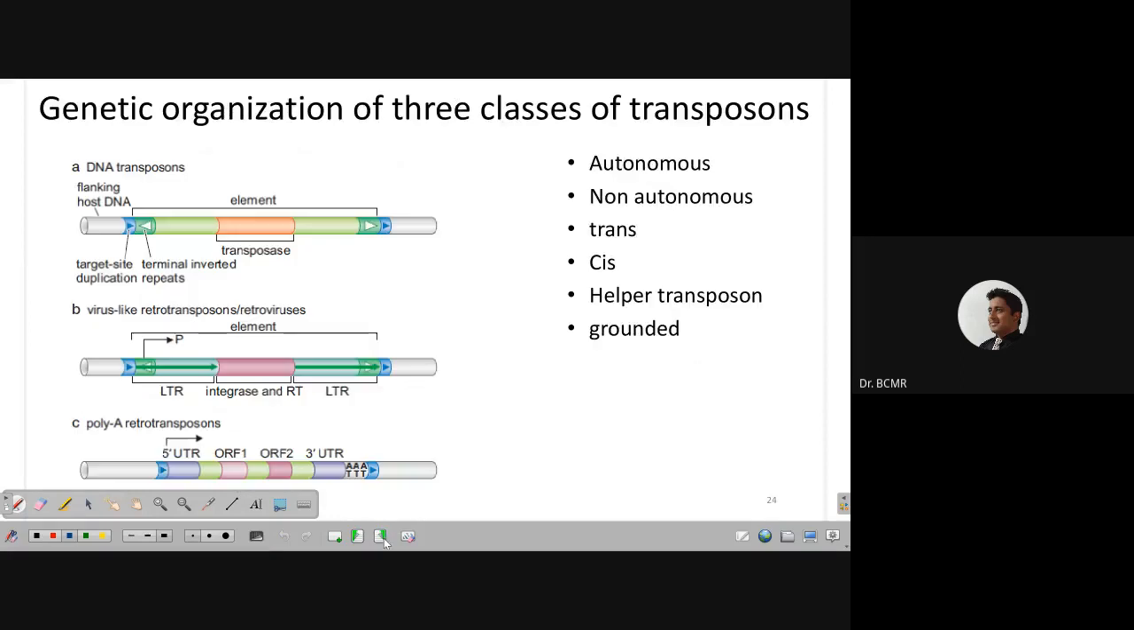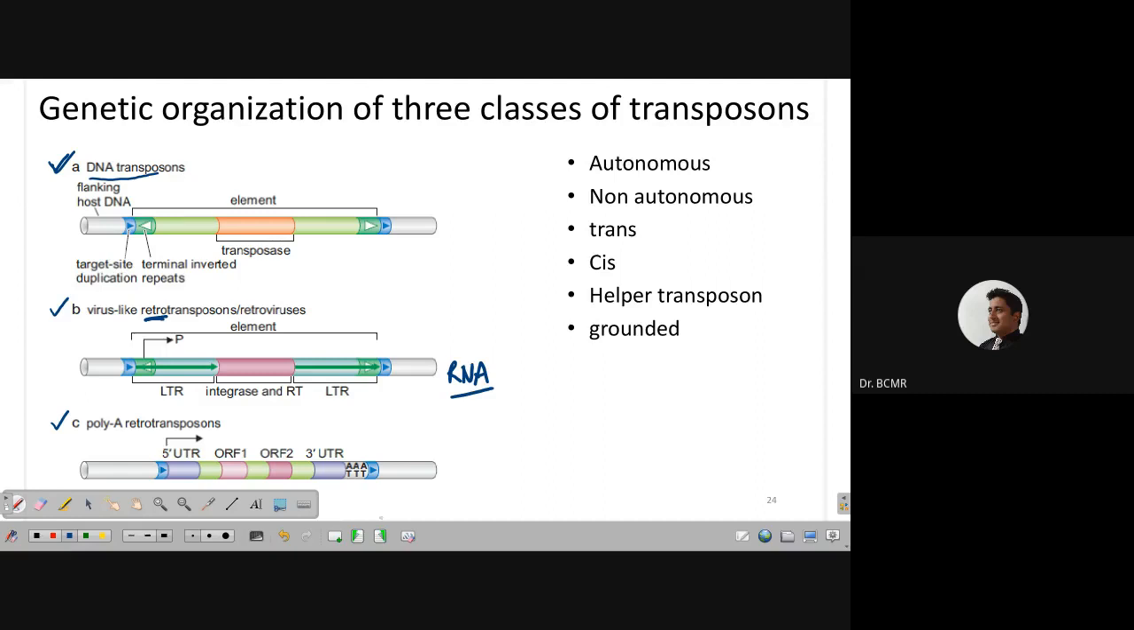Okay. Yes. So there are three classes of transposons. One of them is called DNA transposons. The second one is virus-like retrotransposons. Try to remember retrotransposons. And the third one is poly-A retrotransposons. Whenever you see something like retro, that means you should try to understand that an RNA intermediate is involved. Okay, try to remember that. And that is why these are called DNA transposons, in which an RNA intermediate is not there. I will tell you what is meant by RNA intermediate in this case.